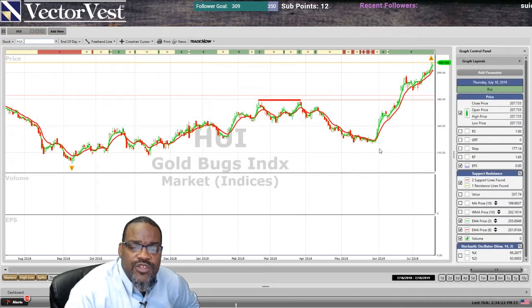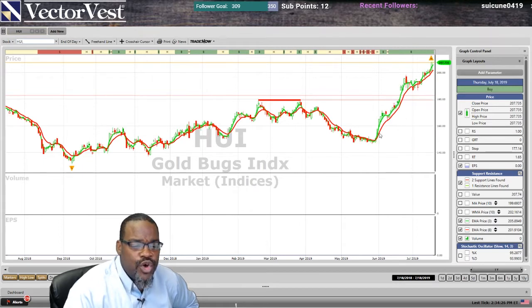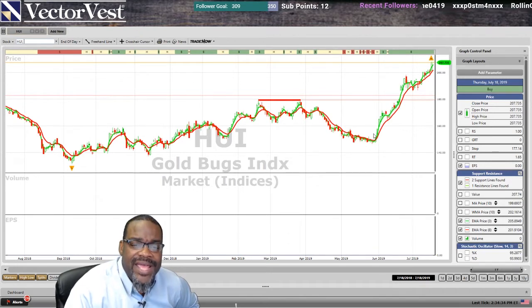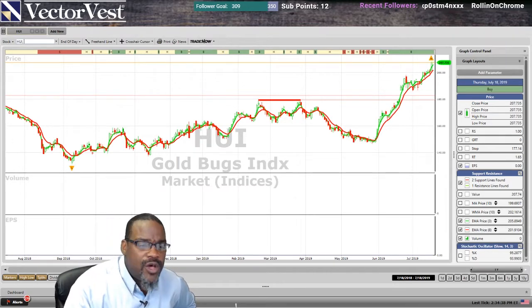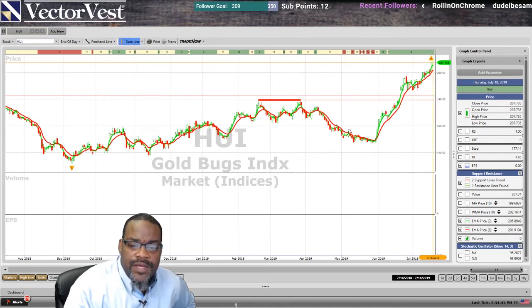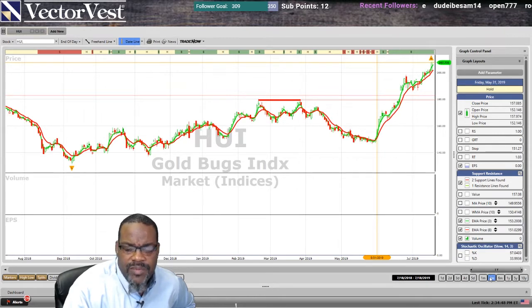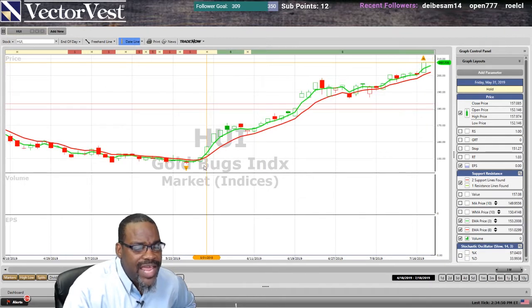This is the HUI, and look at that run. Now, many of you will say, well, gold is already running. How could I have gotten into gold back here? Well, we have a graph template that helps us to pinpoint the right time to be in gold. So I'm going to put a line here real quick. This is where the 3 and the 8 cross. All right? And I'm going to leave it there. I'm going to put it on a 3-month graph. That's where the 3 and the 8 crossed.